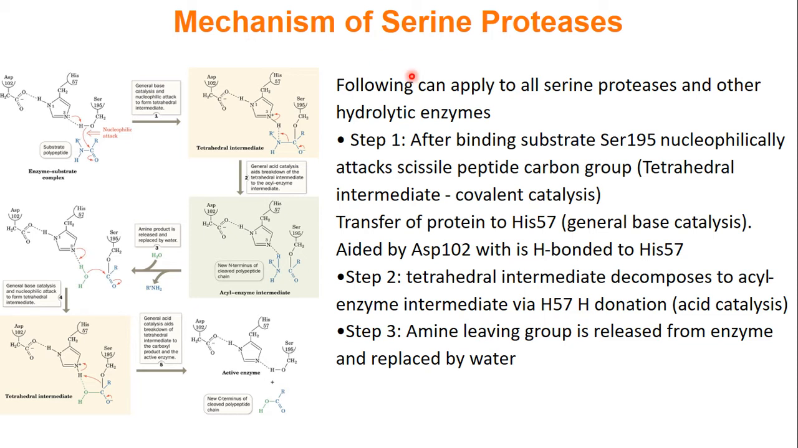So understanding this mechanism will basically allow you to understand all serine proteases, and other enzymes have a similar hydrolytic function. So step 1 is binding the substrate, and after you bind the substrate, serine 195 here will get its hydrogen stolen by the histidine of the catalytic triad. When this happens, the oxygen of serine will act like a nucleophile, and it will bind the carbonyl carbon of your substrate in covalent catalysis.